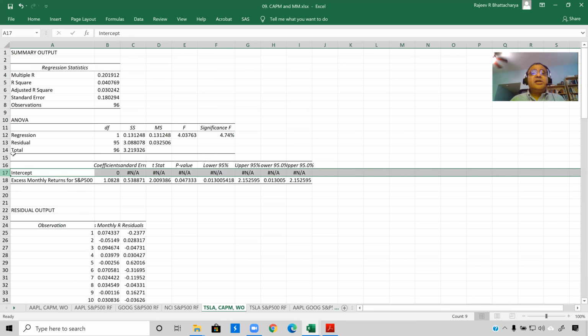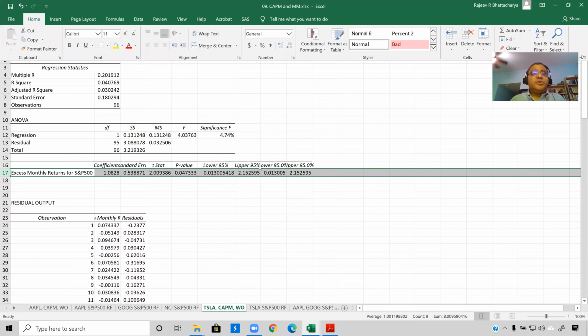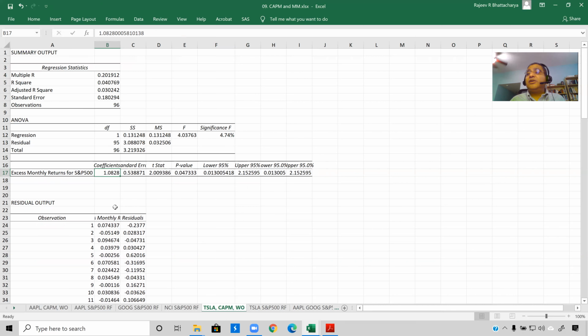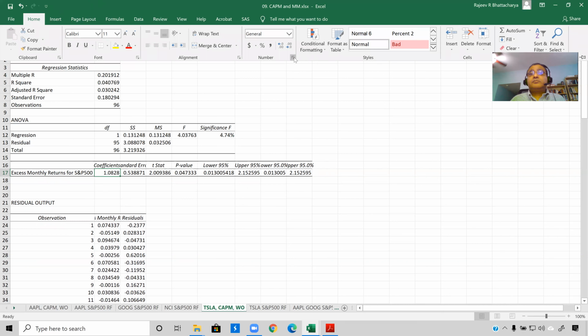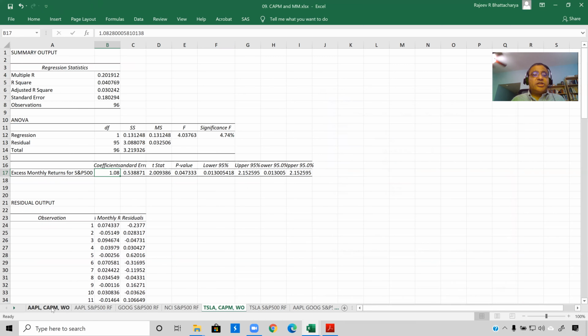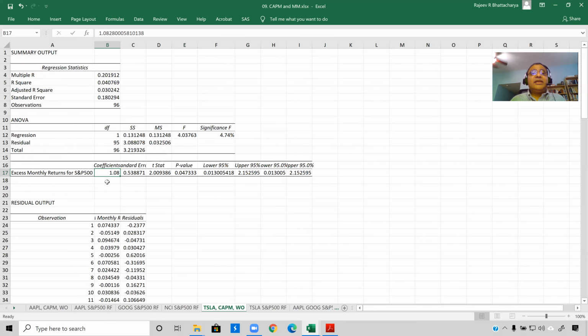As we did earlier, the intercept is to be deleted because it doesn't matter. The beta for Tesla is 1.08. What was it for Apple? 1.07. When we do it for Tesla, the beta is 1.08, very similar. So that's the market beta.